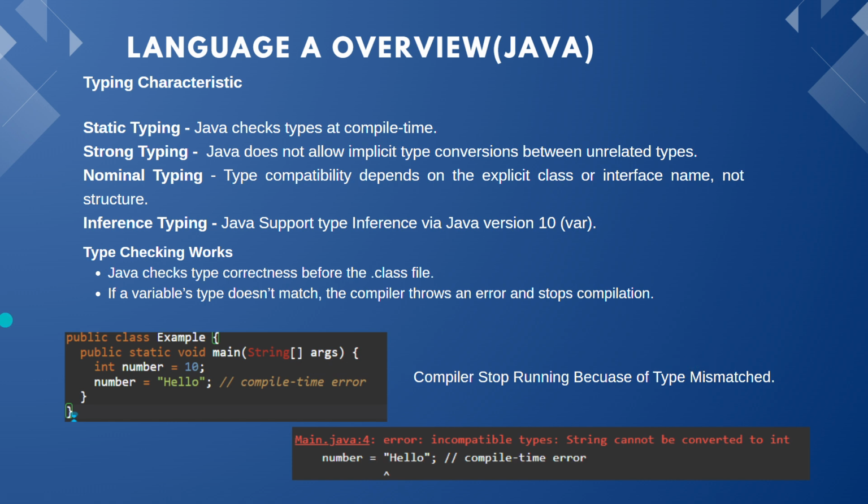So how does type checking work in Java? Java checks type correctness before producing the .class file. If a variable type does not match, the compiler throws an error and stops the compilation. As we can see in the code, the compiler stopped running because the type is mismatched.